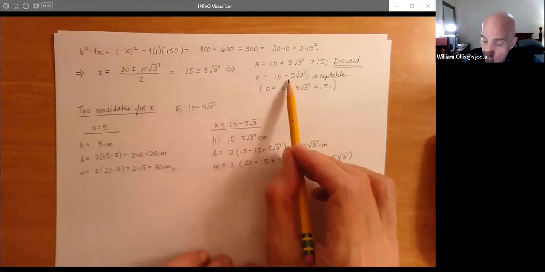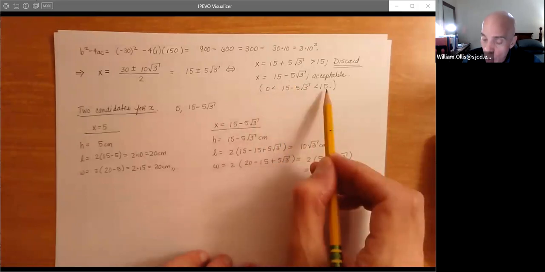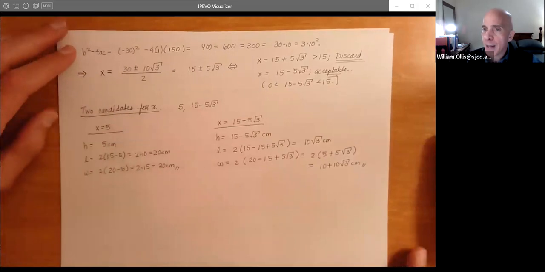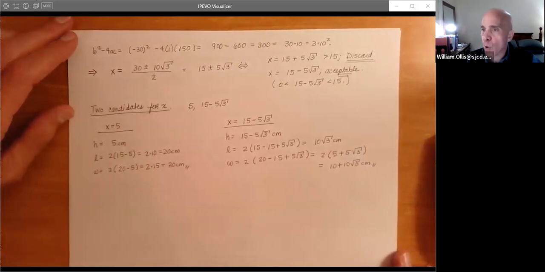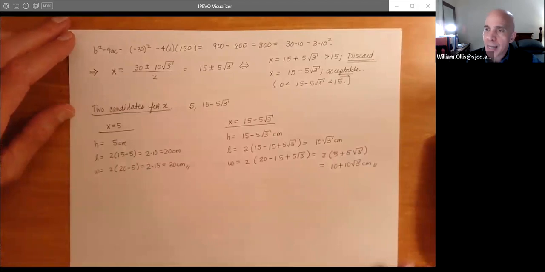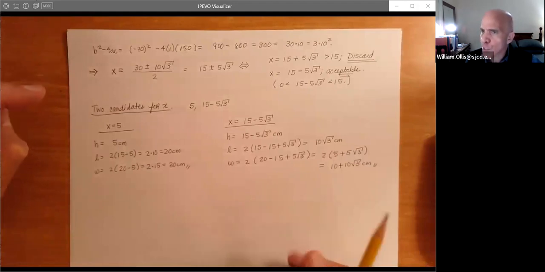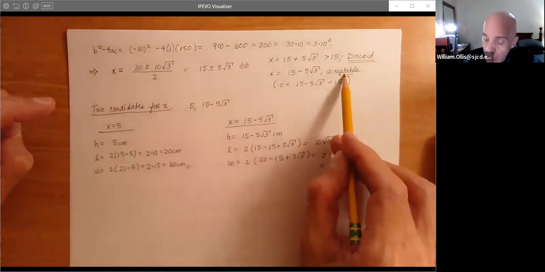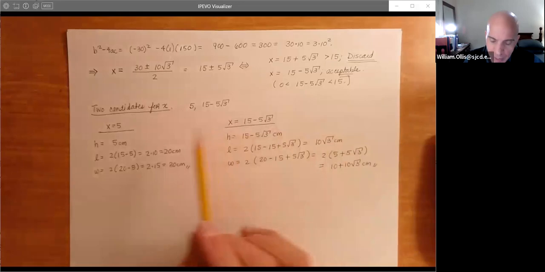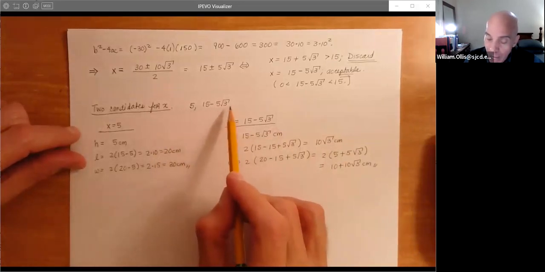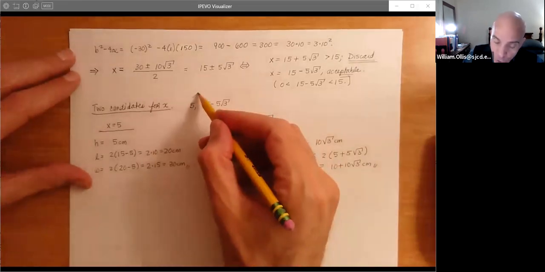Now, of course, this number here is a number between 0 and 15, and I wrote here acceptable. Okay, so this is like doing the word problems from 1.7. Lots of times when you do the time, rate, distance, or you do the fraction of work, you'll get 2 answers and one won't make any sense because it's negative or something. It won't apply to the actual problem. So that's exactly what we have here. So now look, not only do we have 5 as a candidate, we have 15 minus 5 times the square root of 3. So we have 2.